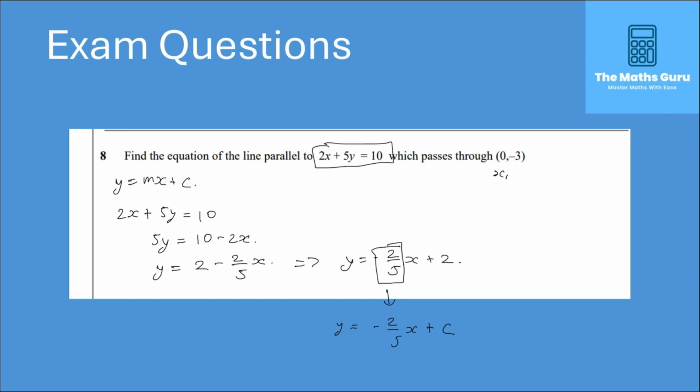Using our coordinates x and y, we can plug values in to obtain negative 3 is equal to negative 2/5 times 0 plus c. Then simplifying this, we get c is equal to negative 3. So our equation of our line, when we plug in our value of c, is y equals negative 2/5 x minus 3.